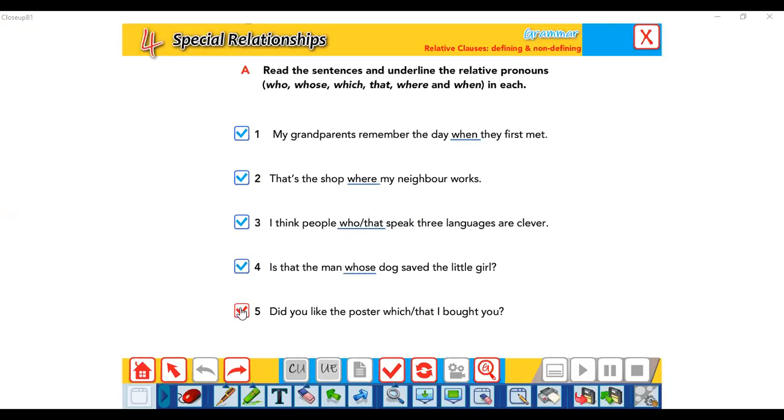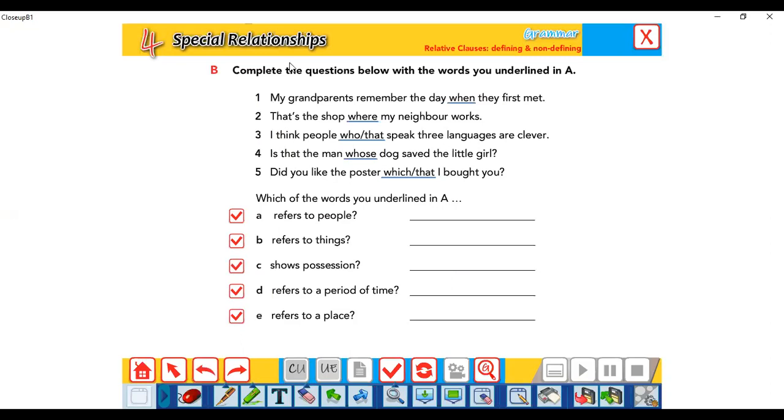That, yes. The next exercise: complete the questions below with the words you underlined in E. My grandparents remember the day when they first met. That's the shop where my neighbor works. I think people who speak three languages are clever. Is that the man whose dog saved the little girl? Did you like the poster which I put you?